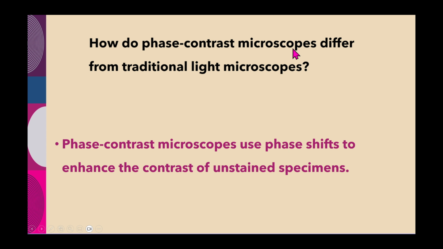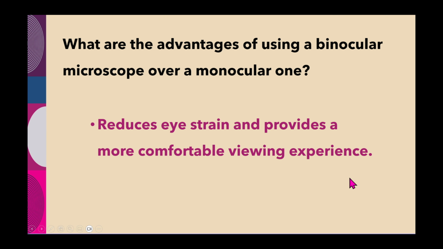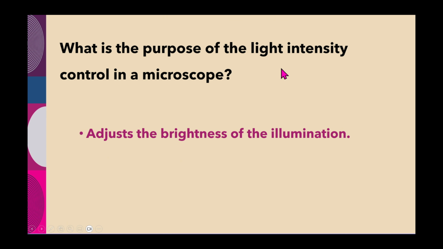How does a phase contrast microscope differ from a traditional light microscope? A phase contrast microscope uses phase shifts to enhance the contrast of unstained specimens. What are the advantages of using a binocular microscope over a monocular microscope? The binocular microscope reduces eye strain and provides a more comfortable viewing experience because both eyes are open.